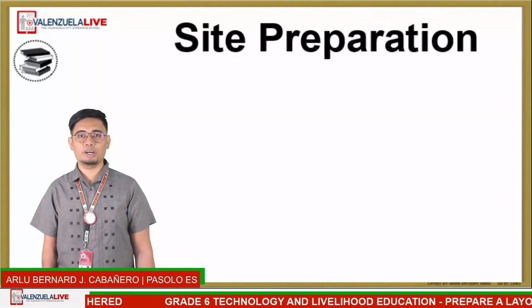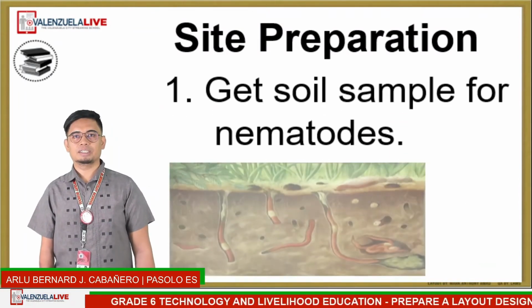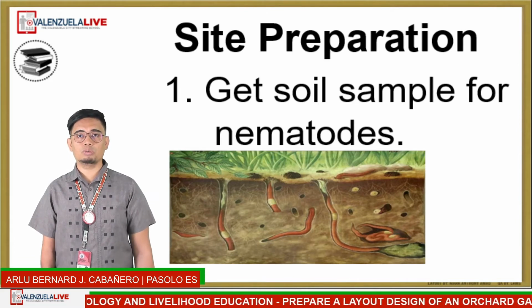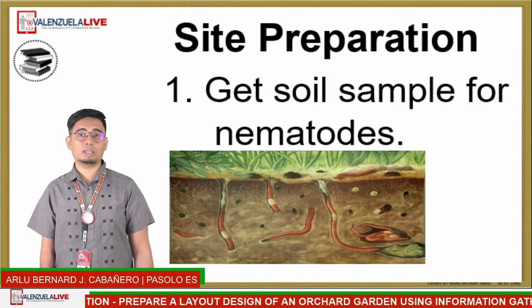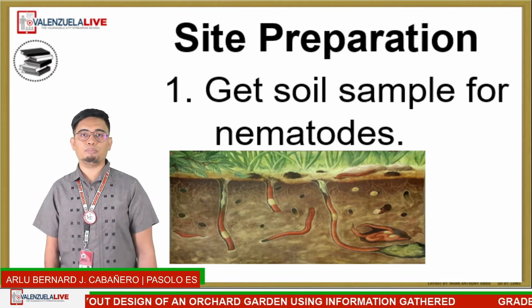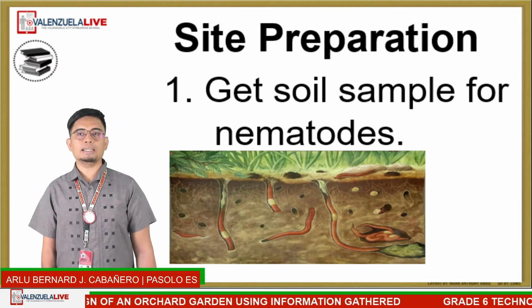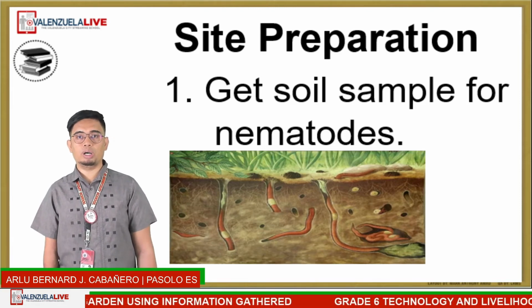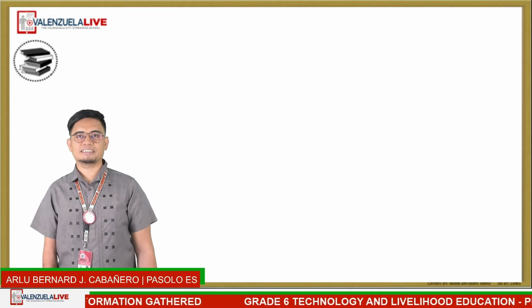Site preparation. Number 1, get a soil sample for nematodes. If damaging nematodes are found, this site may have to be avoided for a period of time until it can be placed into grass or other plant rotation for 4 or more years.